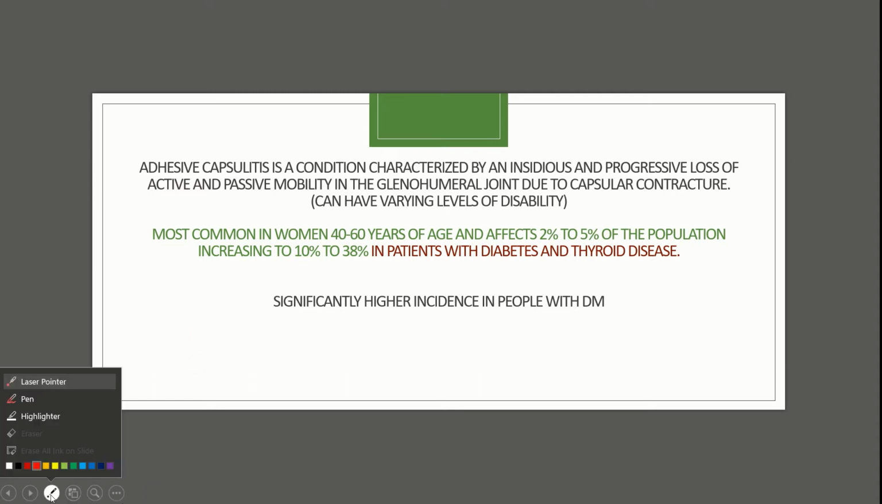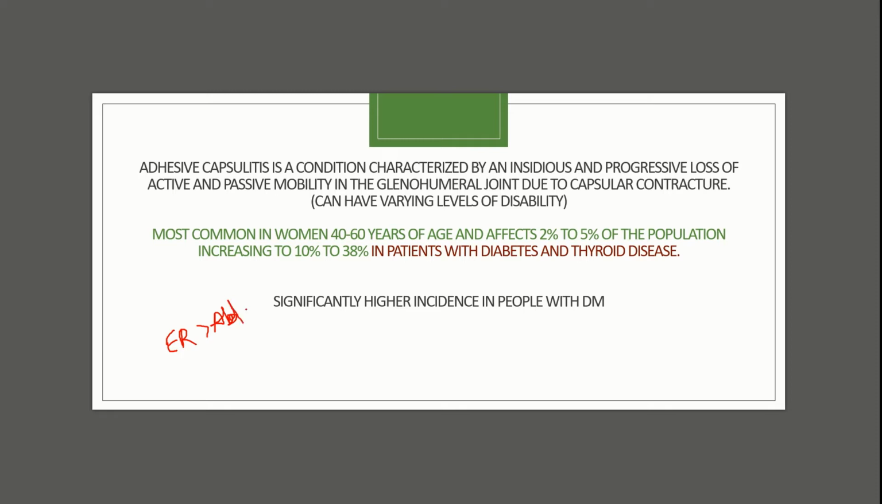In the capsular pattern seen in adhesive capsulitis, the loss of external rotation of the shoulder will be the largest, and then abduction will be affected, and then internal rotation will be affected. All right, so in this pattern the affected movements will be seen. We have to check for the shoulder capsular pattern.